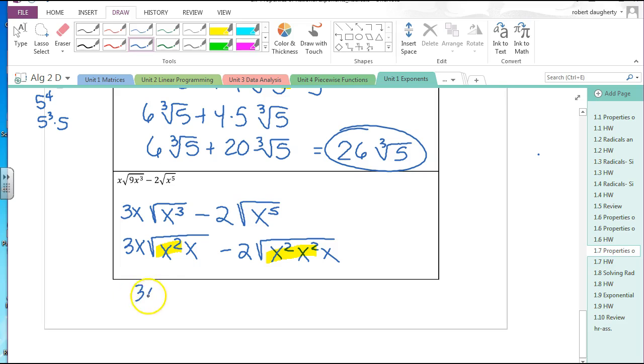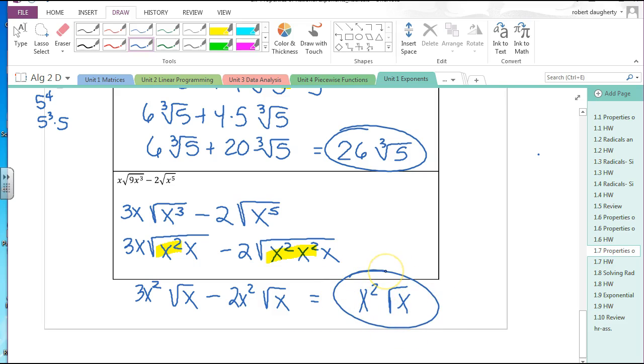So I get 3x squared times the square root of x minus, what's the square root of x squared? x. And I have 2 of them. So I get 2x squared times the square root of x. So what's 3x squared square root of x minus 2x squared square root of x? It's just 1x squared square root of x. So your answer is just x squared square root of x.